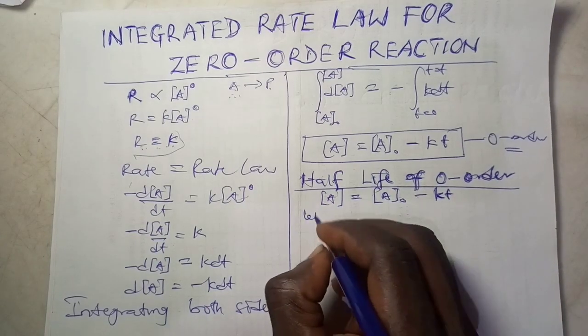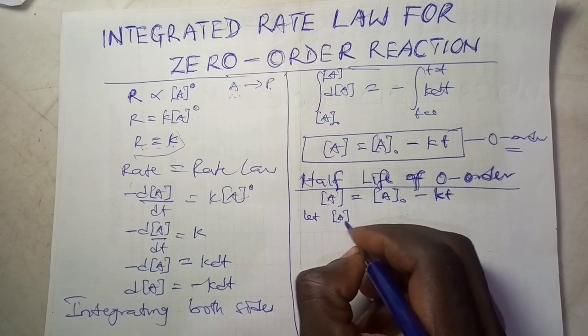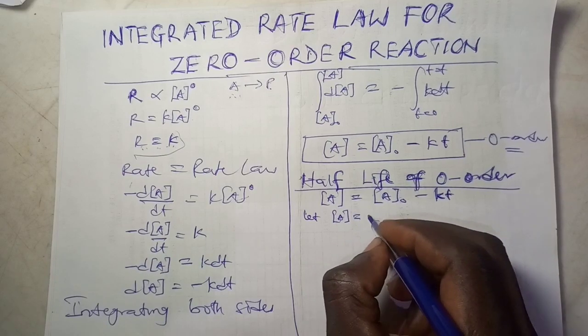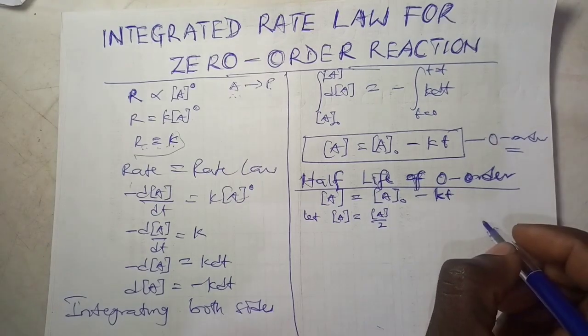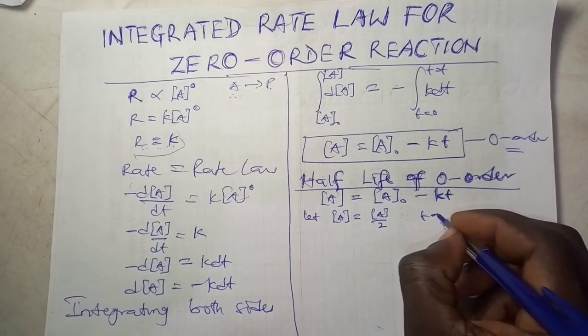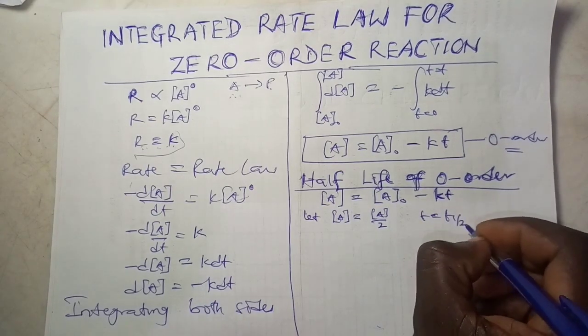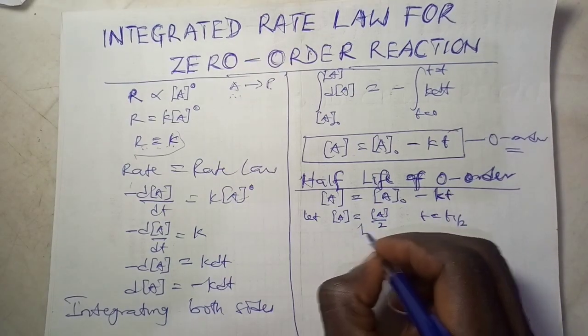So let my A become A over 2, and my t equals t half. Let's take these two equations.